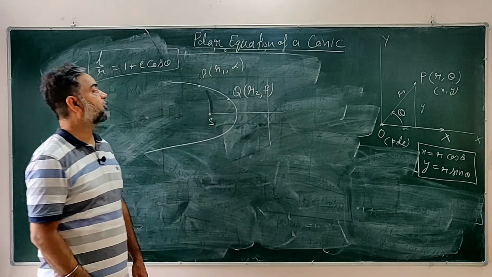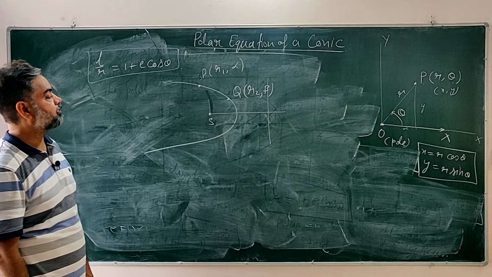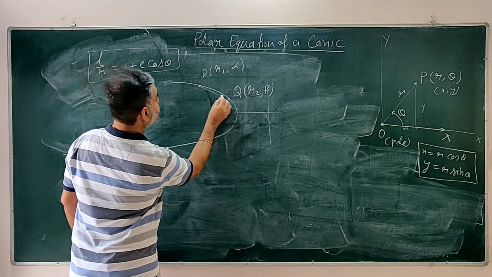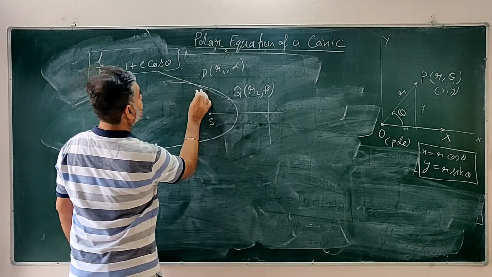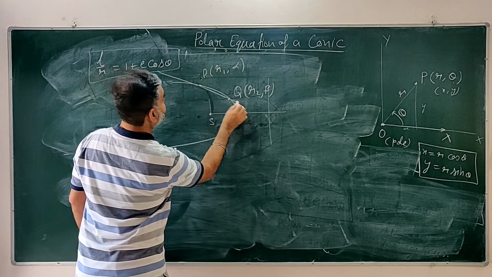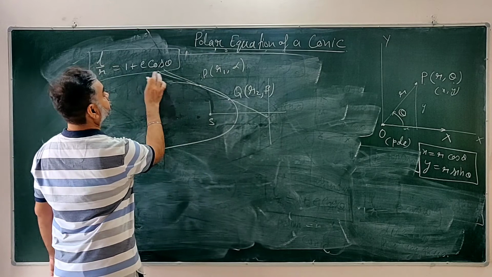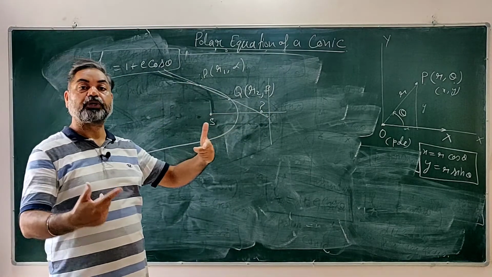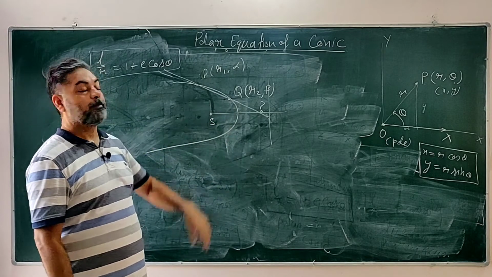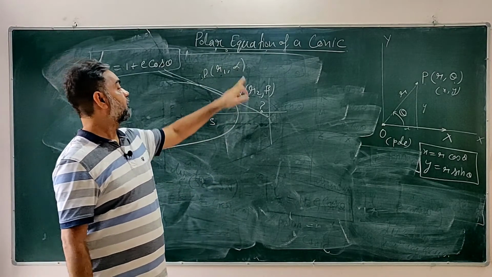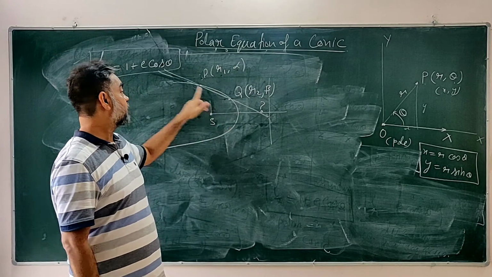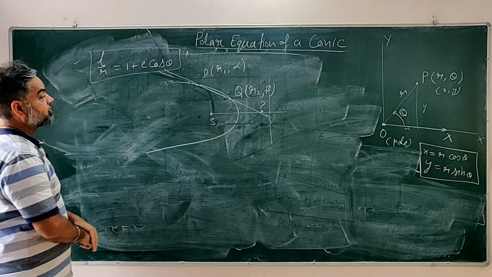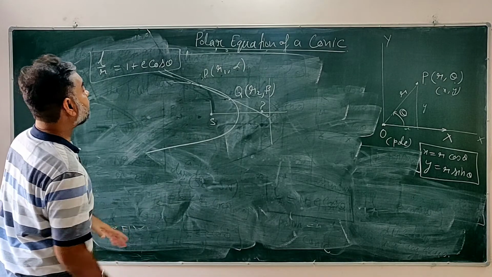The polar coordinates of the point P are (r1, alpha) and the polar coordinates of the point Q are (r2, beta). Then what would be the equation of the line PQ? That we have to find. Equation of the line joining two points P and Q on the conic. So the equation of the line joining PQ can be written like this.